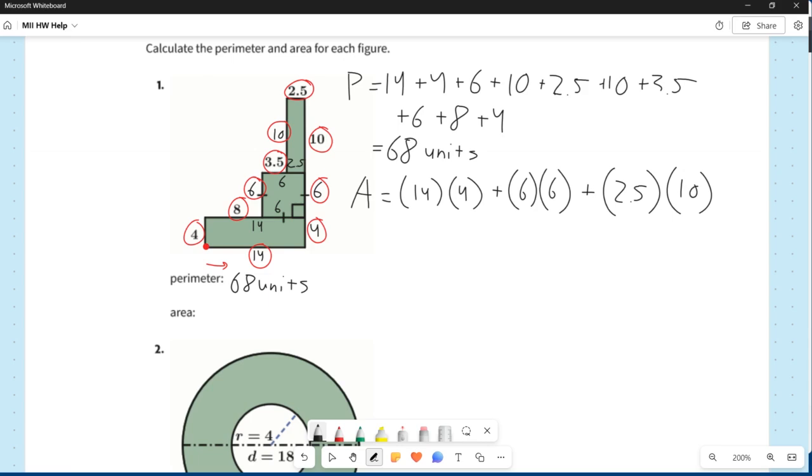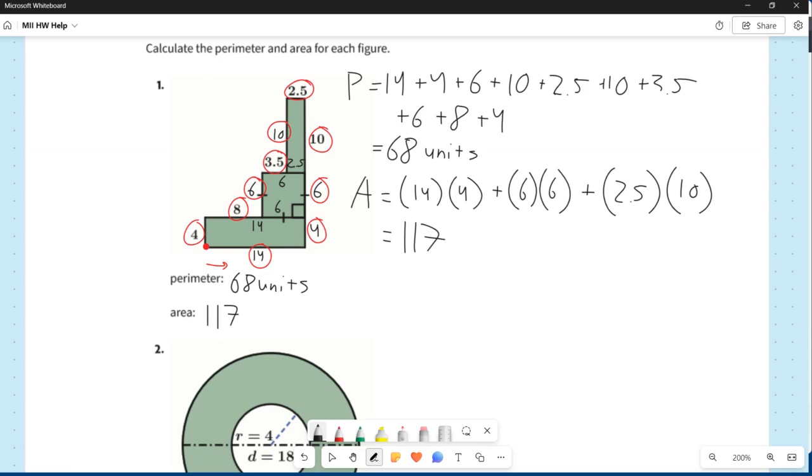And again, I don't think we have to show how to type this into the calculator because the calculator will do order of operations for us, so we don't even have to worry about that. So if you enter this correctly, you should get 117. And so our area is going to be 117.